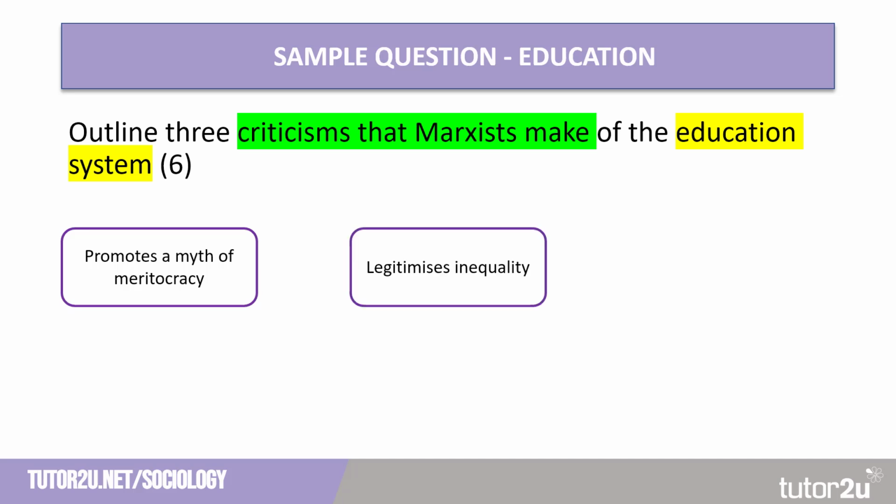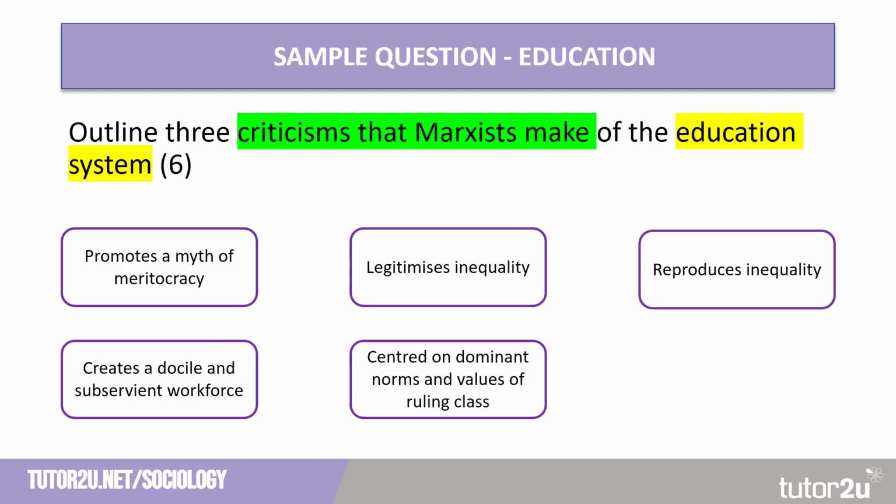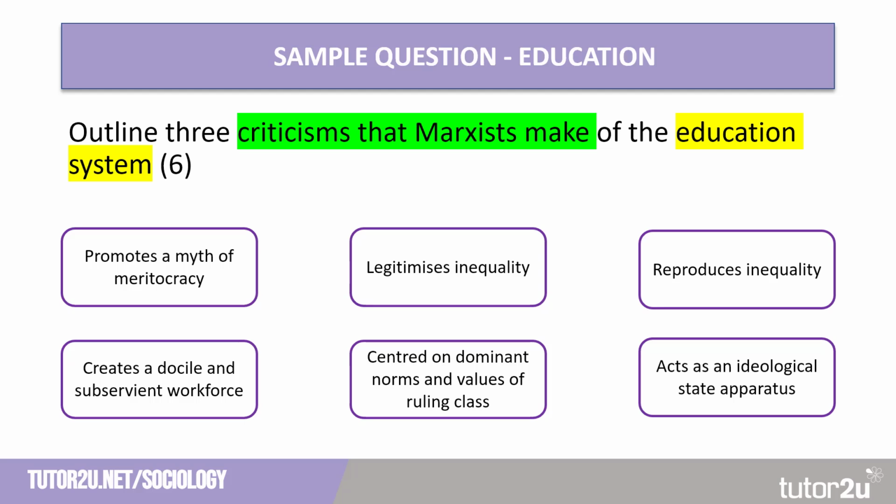Another criticism that Marxists make is that it legitimizes inequality. It reproduces inequality as well. It creates a docile and subservient workforce. It is centered on the dominant norms and values of the ruling class, and that it acts as an ideological state apparatus. Now, these are legitimate criticisms that Marxists make of the education system. What we have to do is explain a little bit more of how the education system does this.